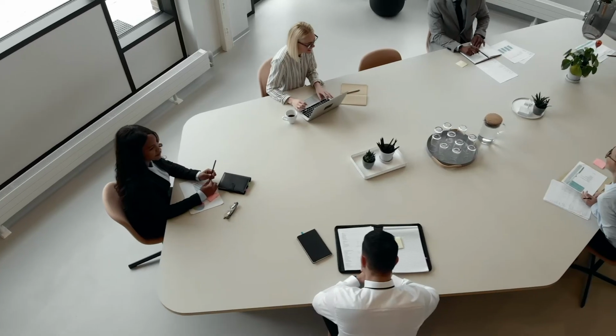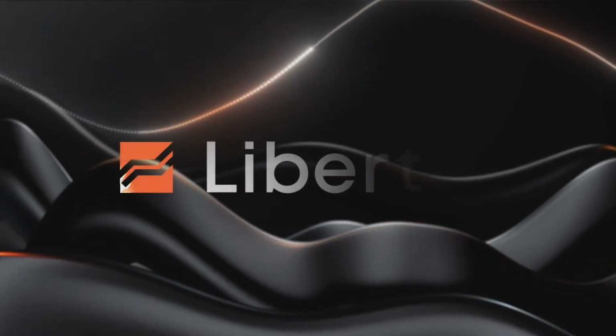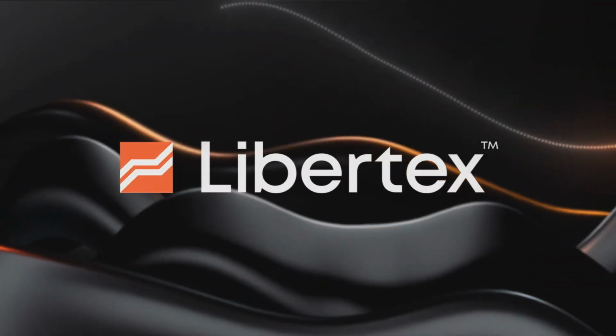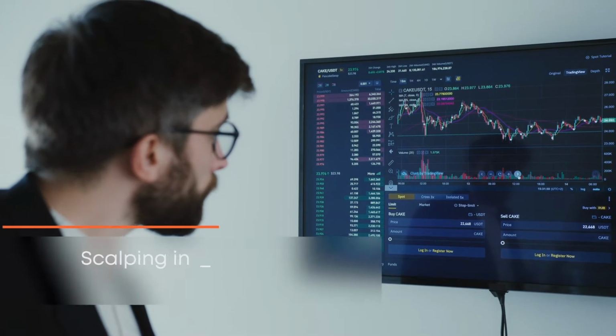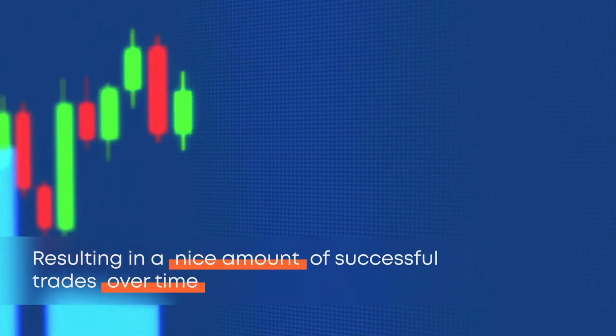So without further ado, let's get started and explore the world of scalp trading. Scalping, in its simplest terms, involves buying something for cheap and selling it for slightly higher, resulting in a nice amount of successful trades over time.